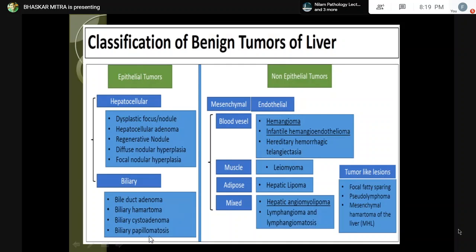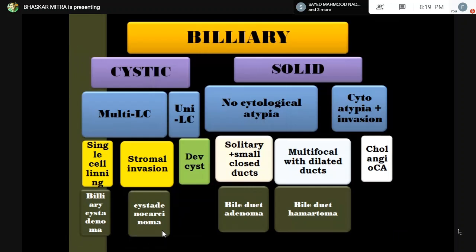Now coming to the biliary proliferation. For biliary, I tried to approach it like this. The biliary proliferation may be cystic, or it may be solid. Solid doesn't mean it's truly solid, it's more like a honeycomb, but still I consider this as solid. Now this is cystic. If it's cystic, is it a single cyst or a multicyst?